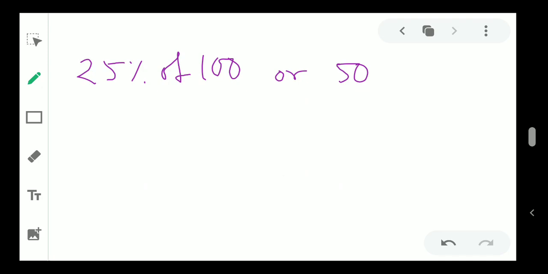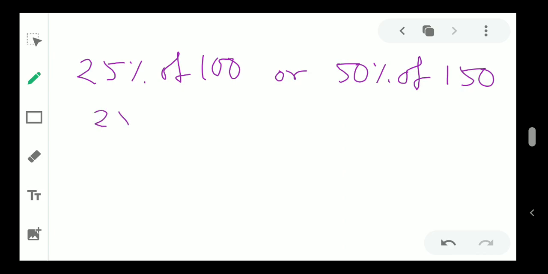Okay, so let's say, which is greater: 25% of 100 or 50% of, say, 150? Which is greater, we have to find out. This kind of math can also come. So you have to find out first the value.